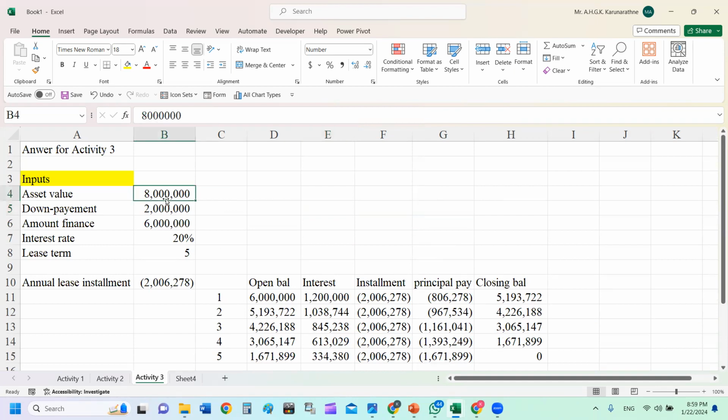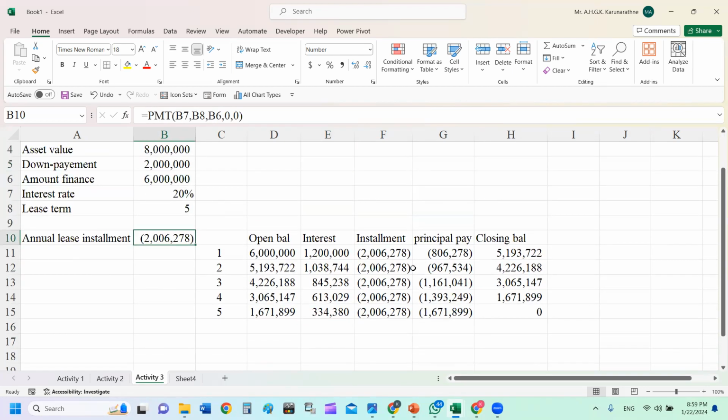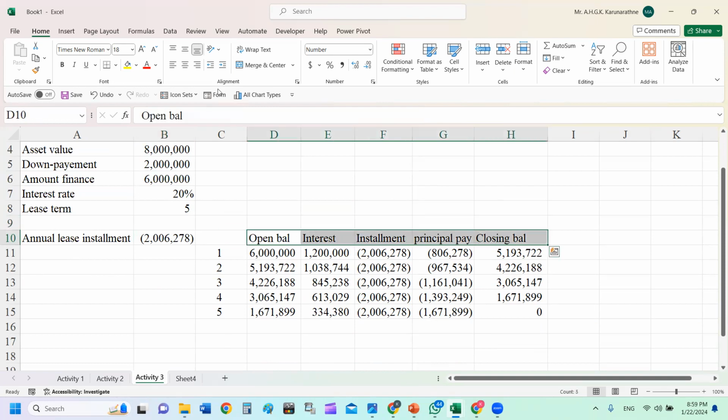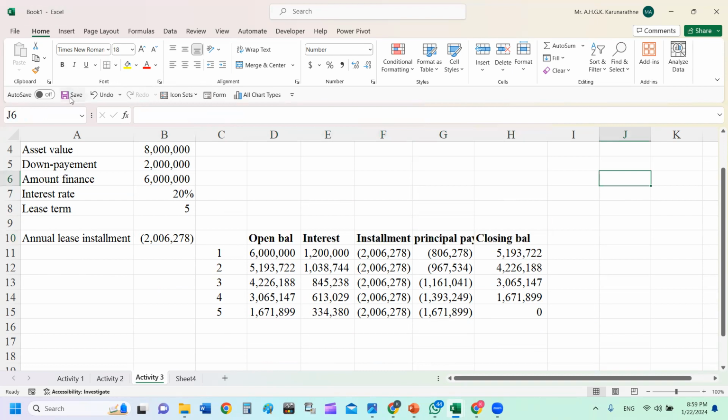According to the customer's requirement, we enter the figures and see what is the installment, how it is going to be settled, and we can instruct and advise him how to do. Okay, this is the application, right? That's it.